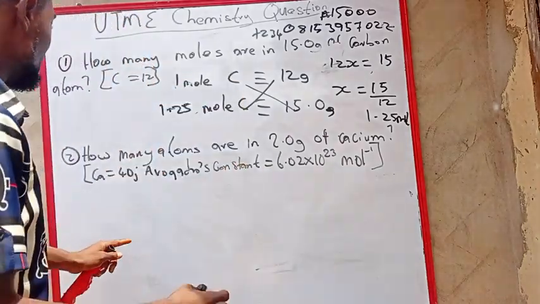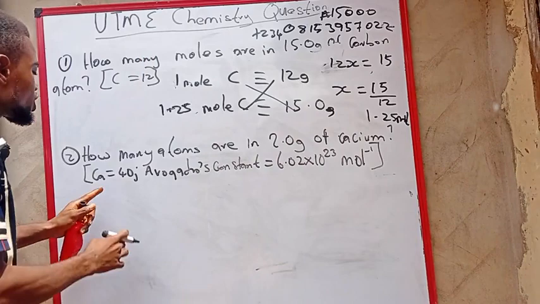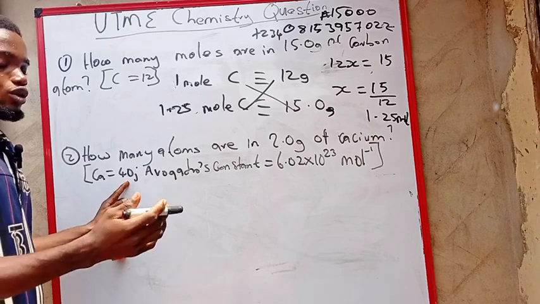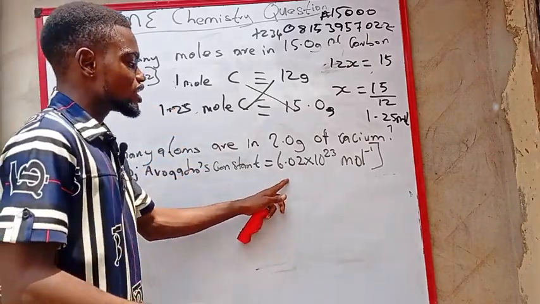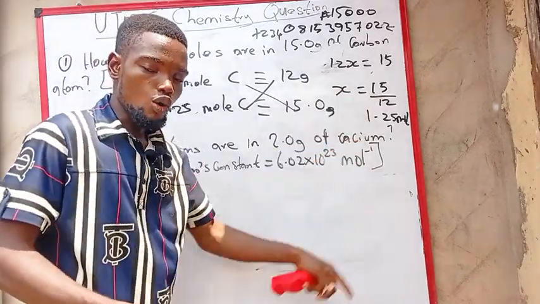How many atoms are in 2.0 gram of calcium? In the periodic table, you have calcium has 40 molecular mass. You can call it gram, or you can call it molar mass. Avogadro constant is 6.02 times 10 raised to the power 23 per mole.